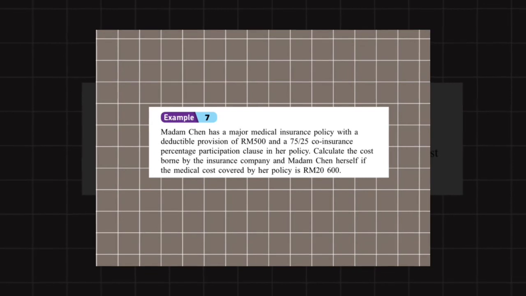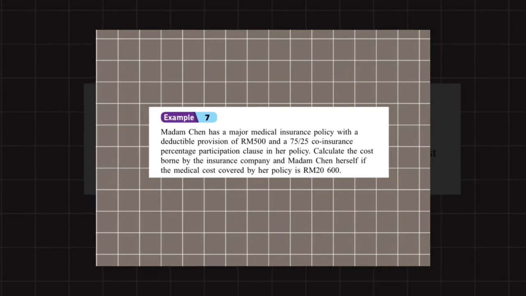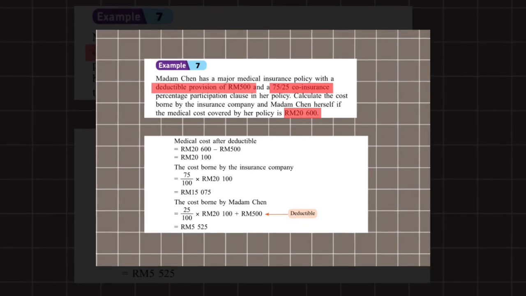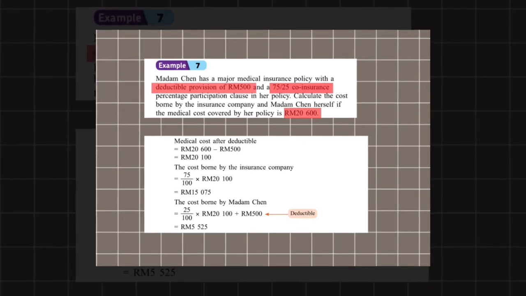Take a look at this question and you may pause the video. First, we minus the deductible from the medical costs. Next, we calculate 75% of the remaining medical costs after deductible to get the cost borne by the insurance company. Next, we calculate 25% of the remaining costs after deductible and add it with deductible to get the cost borne by Madam Cheng.